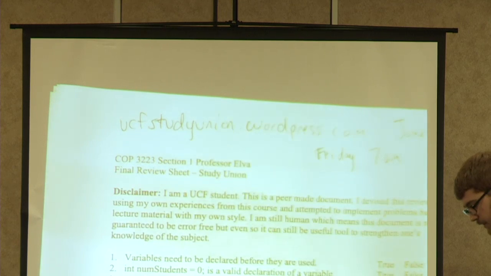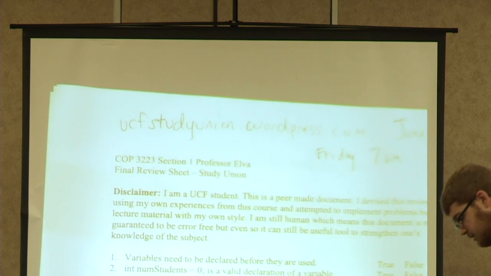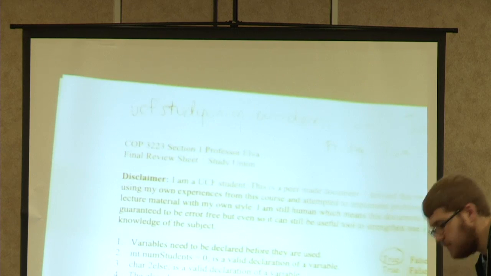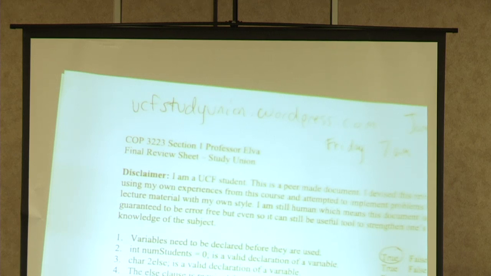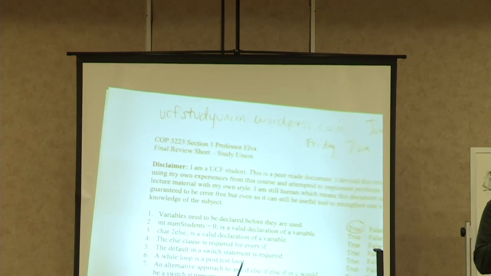The first one, variables need to be declared before they are used. Anyone do that one? What's the answer? True. Correct. You must declare the variable before it is used. You can't declare a variable in a for loop. So when you're using i or something like that, it can't be for int i. It has to be declared before that for loop.